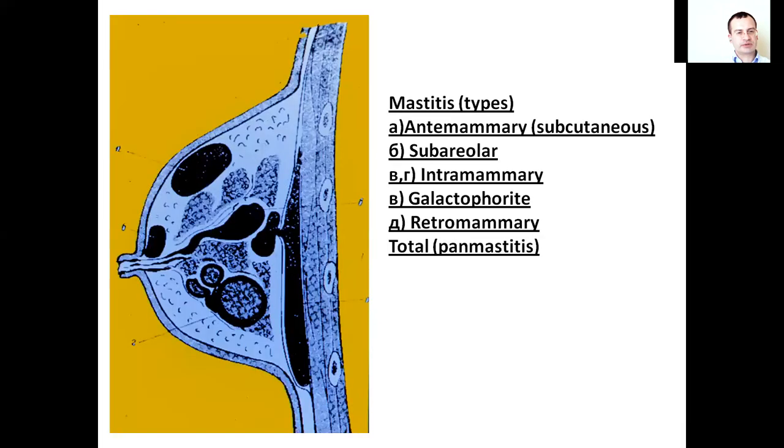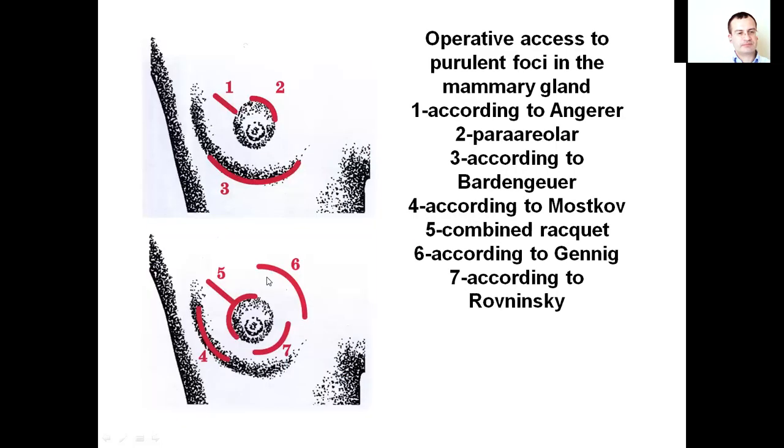Operations on the thoracic regions. Mastitis types: antemammary, subareolar, intramammary, galactophoritis, retromammary, and total panmastitis. Operative approaches: first, according to Angerer; second, arc-shaped paraareolar; third, according to Bergmann; fourth, according to Maskov; fifth, combined; according to Genning, and according to Ravninsky. They are used depending on the type of mastitis.